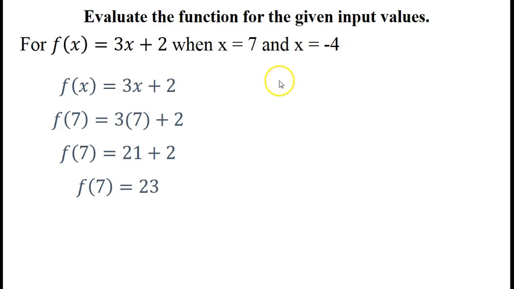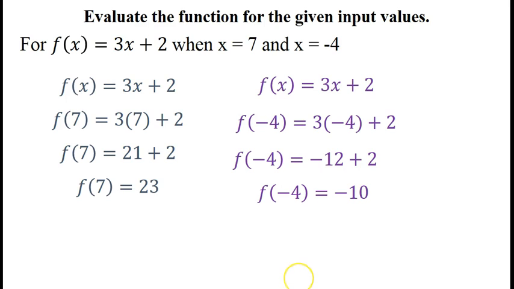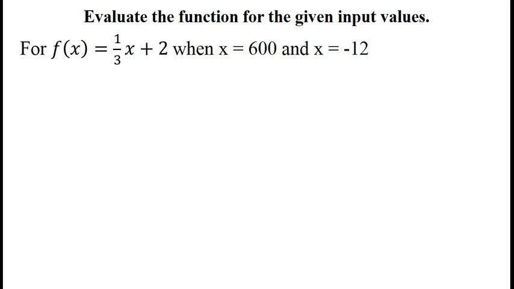Let's do a negative 4. So I'm going to rewrite my equation before I plug in my negative 4. Now I'm going to plug in my negative 4. f of negative 4 is equal to 3 times negative 4 plus 2. Simplify. f of negative 4 is equal to negative 12 plus 2. 3 times negative 4 is negative 12. Negative 12 plus 2 is negative 10. Okay, let's run through one more.